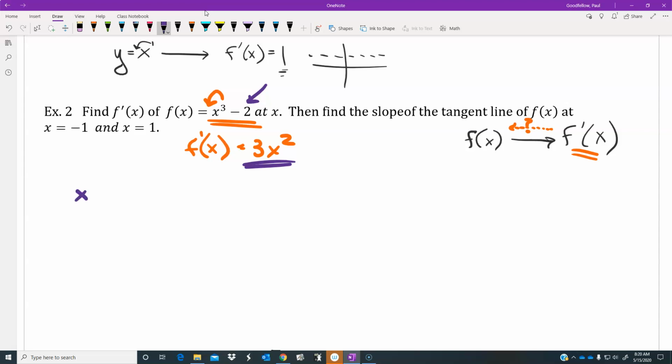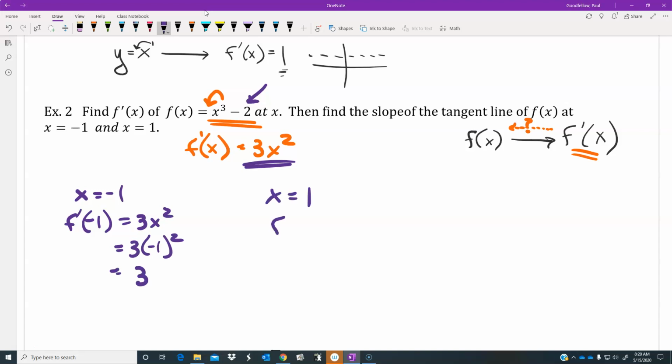Now let's find out what's really happening at x equals -1. We're going to apply the derivative at -1, which is 3x squared, so I'm going to do 3 times (-1) squared, which would be 3. And if I checked it at 1, the derivative at 1 would be 3 times 1 squared, which is also the number 3. Now, here's a question. Why are they the same?